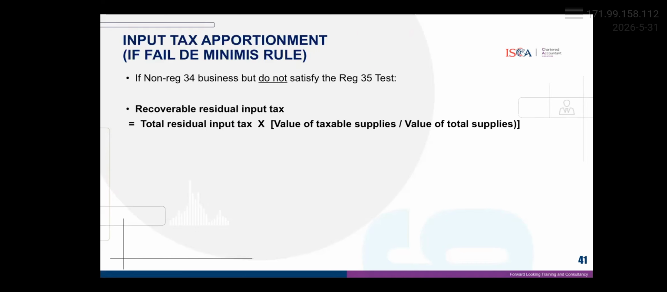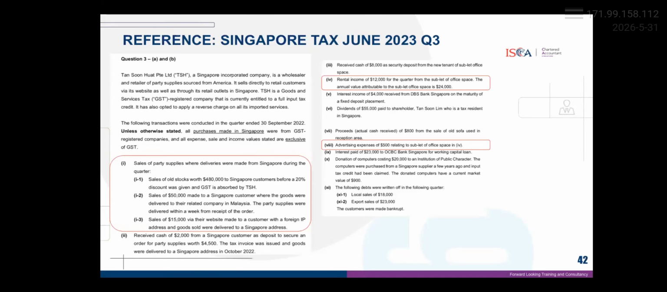Now, this is all I wanted to share in relation to the input tax on how we can claim. Now, I'm going to use the rest of the time to go through some examples of GST questions in the Singapore CA paper. And I'm using the June 2023 question 3 as an example.